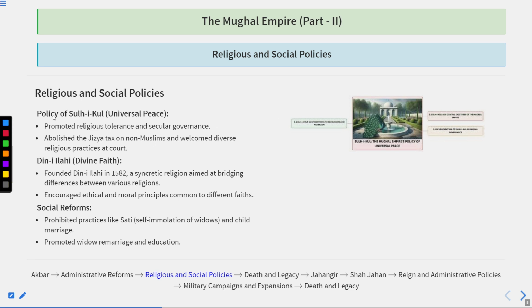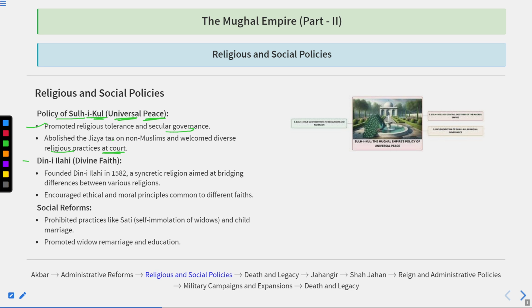Also, he established the policy of Sulh-i-Kul, which is known as universal peace. He promoted religious tolerance and secular governance, and he also abolished the jizya tax, which was imposed on non-Muslims, and he also welcomed diverse religious practices at court. Clear?